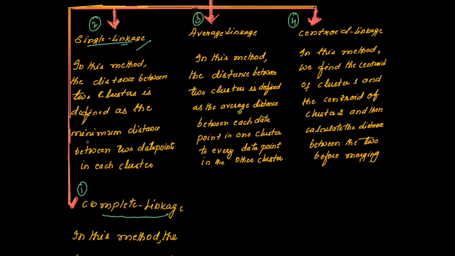For complete linkage, it is the maximum distance between 2 data points, whereas in single linkage, the distance between 2 clusters is defined as the minimum distance between 2 data points. In average linkage, the distance between two clusters is defined as the average distance between each data point in one cluster to every data point in the other cluster.